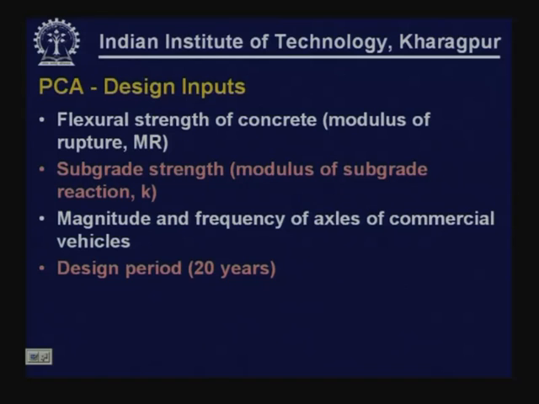The design inputs that are to be obtained for carrying out design as per PCA analysis are about the concrete. We need to have the flexural strength of concrete represented in terms of modulus of rupture expressed as MR. We have to have information regarding the subgrade strength in terms of the modulus of subgrade reaction. We also have to have information in terms of the loading, magnitudes of axial loads, and also the frequency of axles of commercial vehicles. We are interested in only commercial vehicles. Normally, design period is considered to be 20 years.